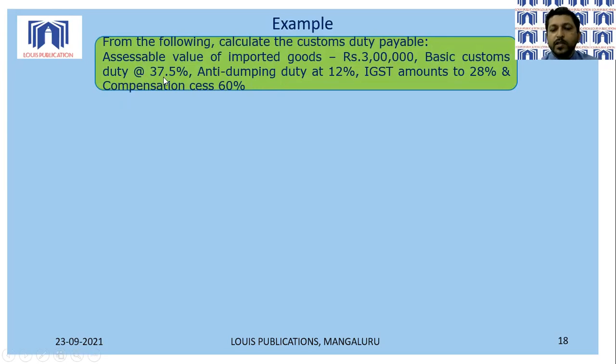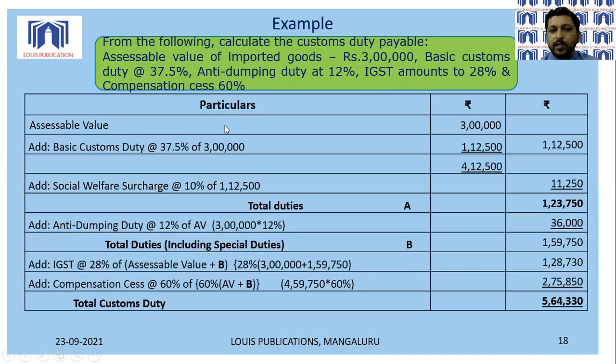Basic customs duty is 37.5%. The general rate, as I mentioned, is 10%. And for all the other goods, the rates may vary. Anti-dumping duty at 12%. IGST amounts to 28% and compensation cess at 60%. Let's look at this example.